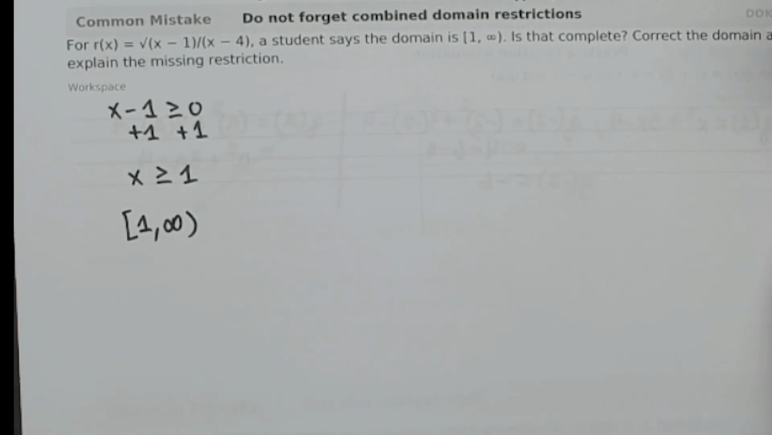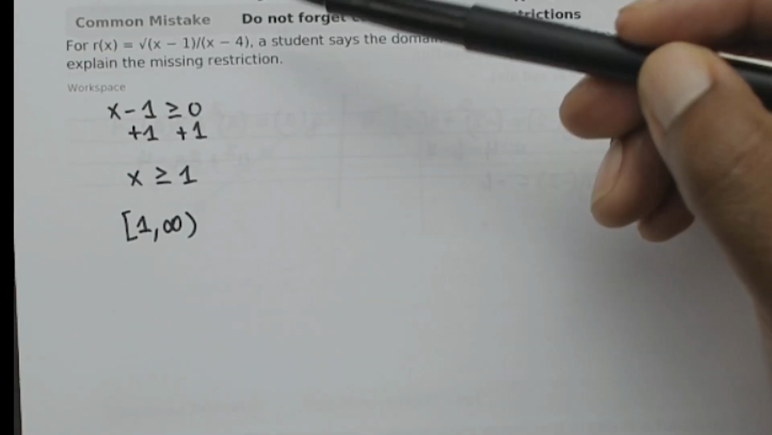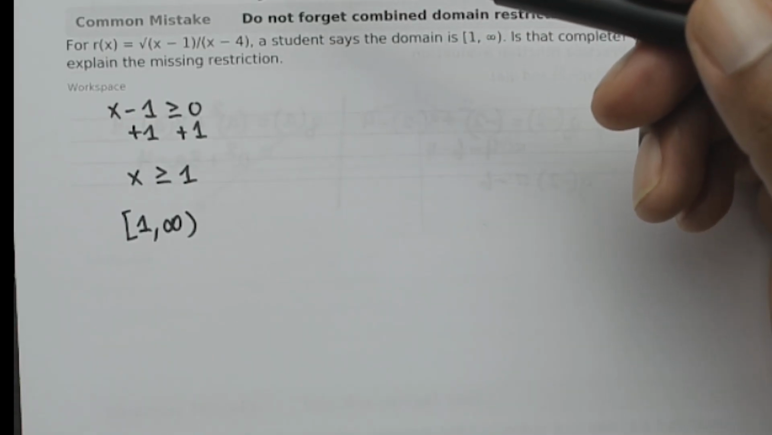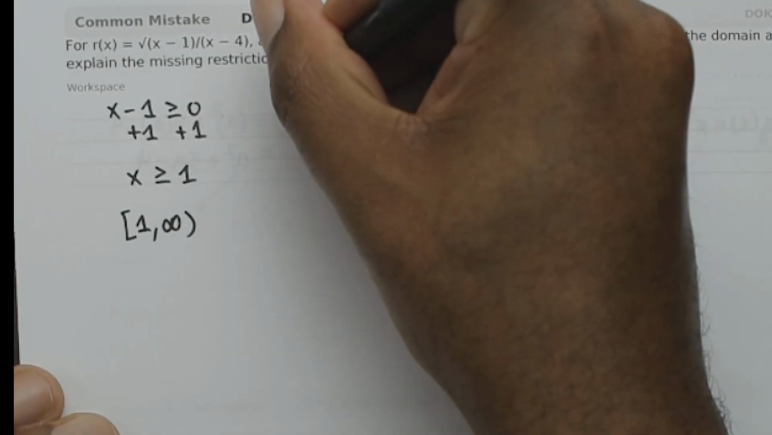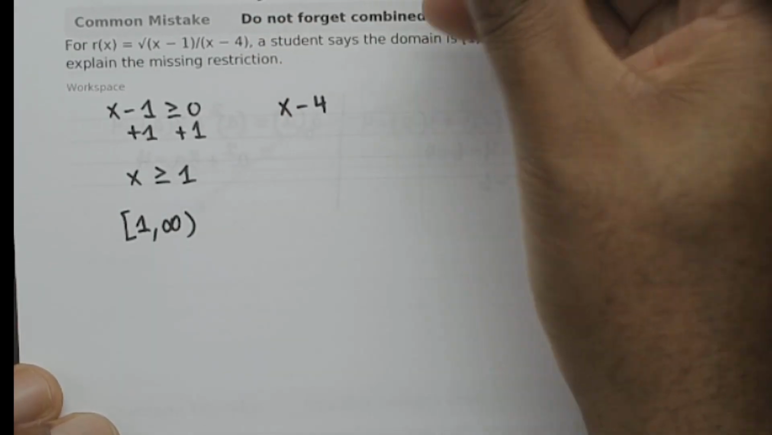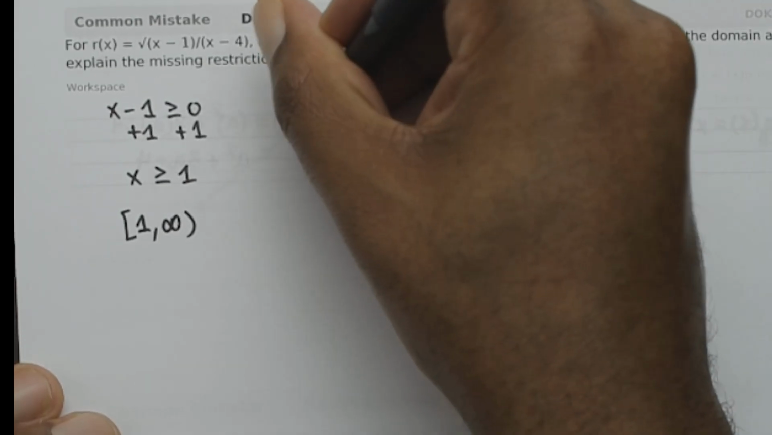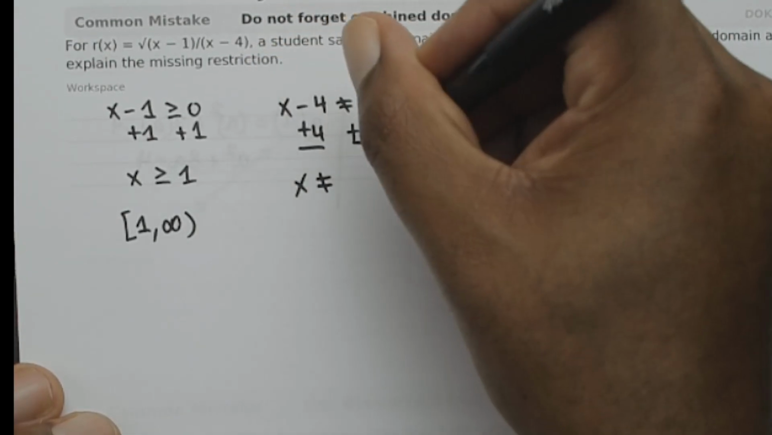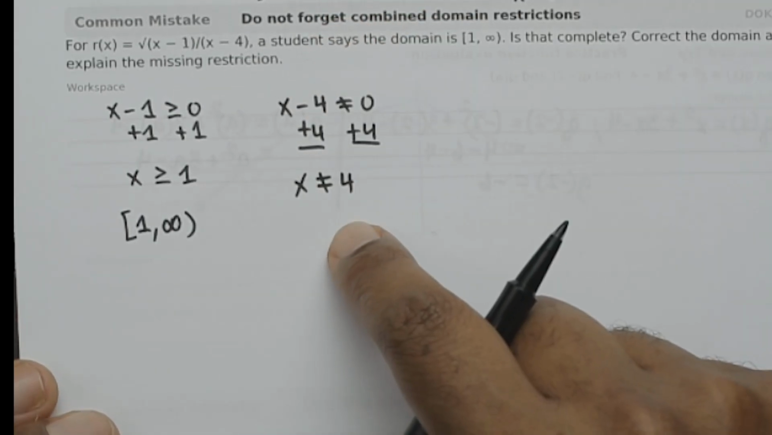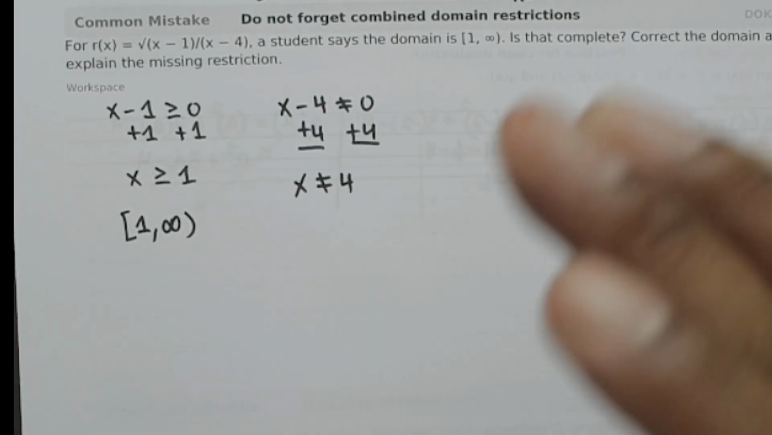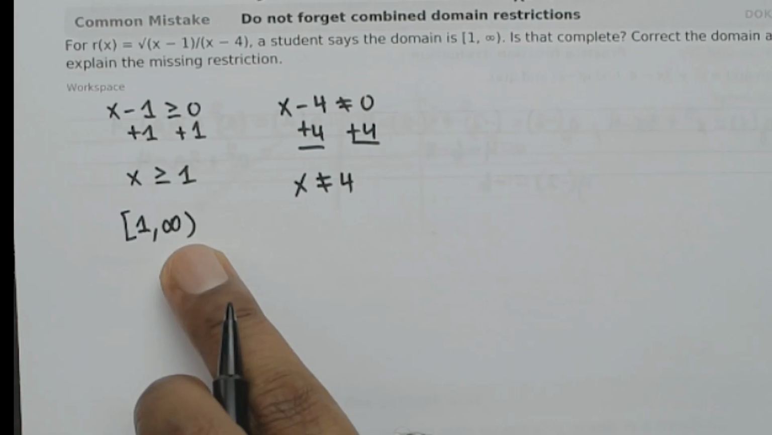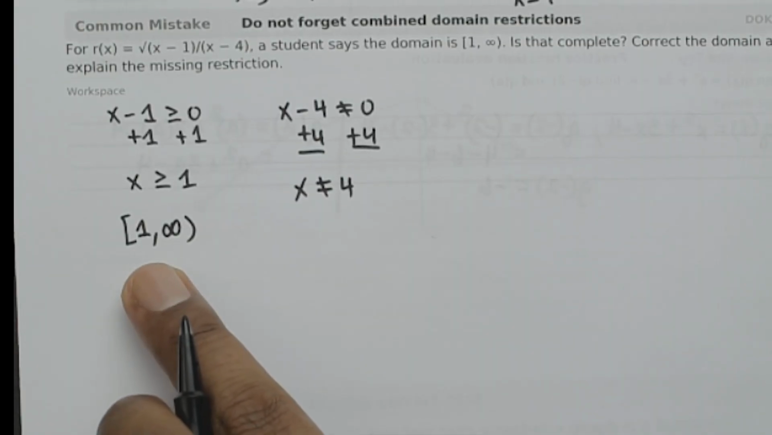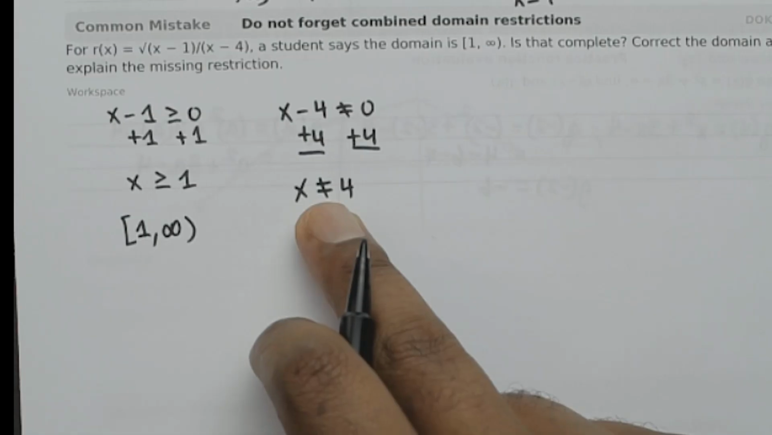So far that gives us 1 to infinity. But the function also has a denominator, x minus 4, and the denominator cannot equal 0. So x minus 4 cannot be equal to 0. We add 4 to both sides, and x cannot be equal to 4. Therefore the student's answer is incomplete. The domain starts at 1, but we must remove 4.